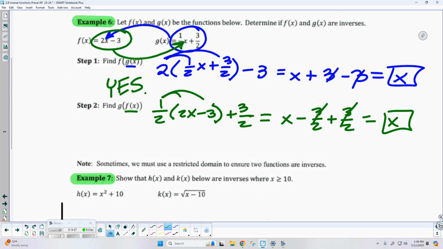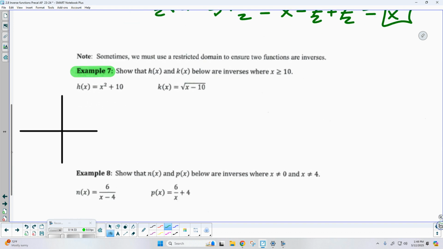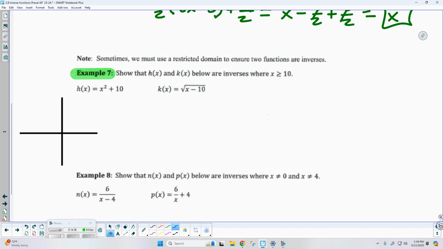Now it says, note, sometimes we got to use a restricted domain to ensure two functions are inverses. And there's a couple of reasons for this, so we'll talk about that before we do this. It says show that h and k are inverses where x has got to be greater than or equal to 10. Well, here's the thing.